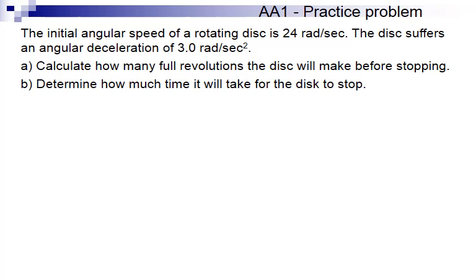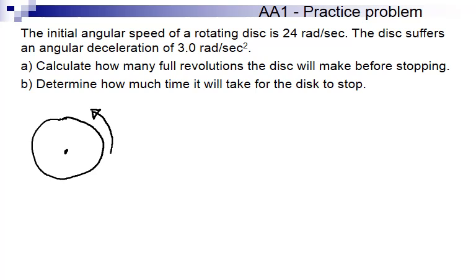Okay, so let's try this one starting out. The initial angular speed of the disk is 24 radians per second. The disk suffers an angular deceleration of 3 radians per second squared. How many full revolutions will the disk make before stopping? And how much time will it take for the disk to completely stop?